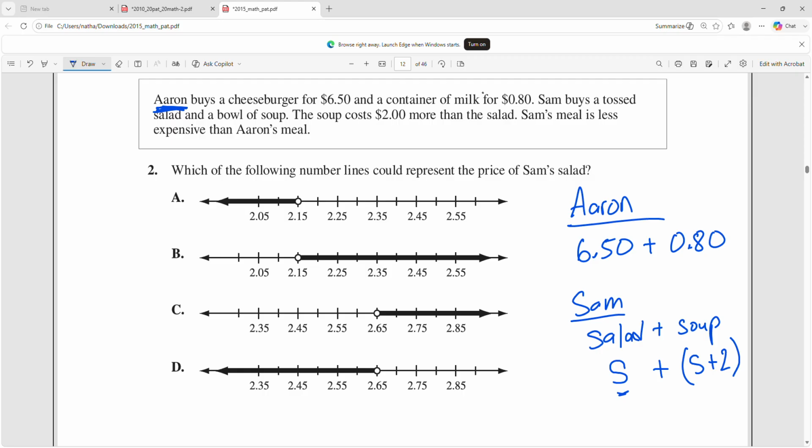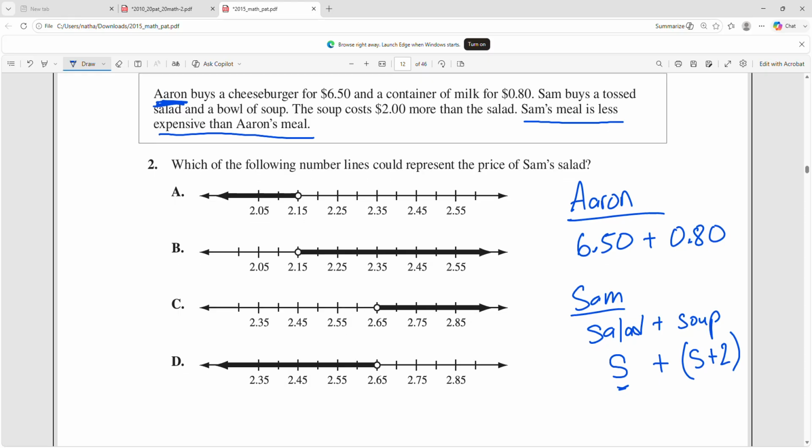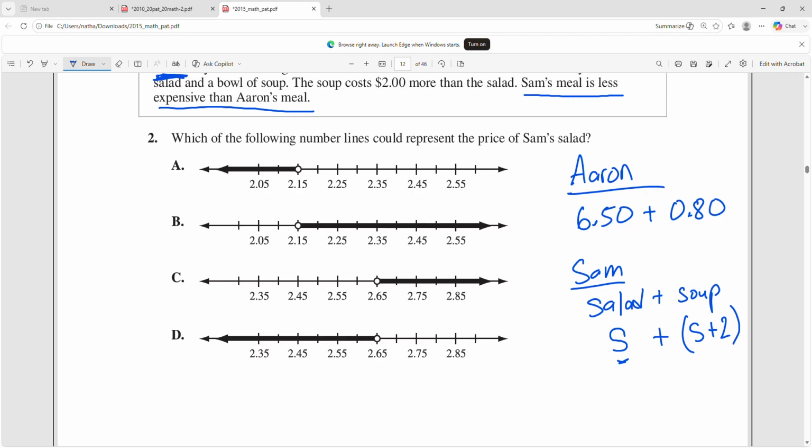Did they tell us anything else? They said which of the following number lines could represent the price of Sam's salad. We know Aaron's, we know the soup, 6.50. Here's the last information we need. They say Sam's meal is less expensive than Aaron's meal. That helps us decide what to do with the information we wrote down. From our answers we're talking about an inequality, so that less expensive, or less than, is going to be important.